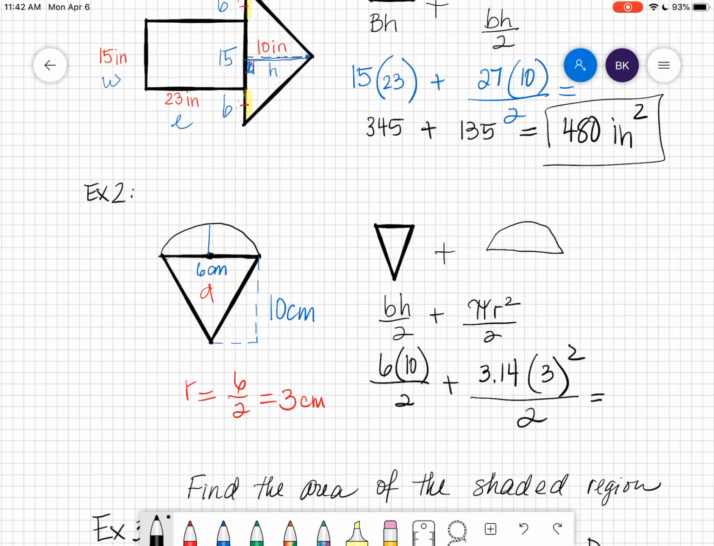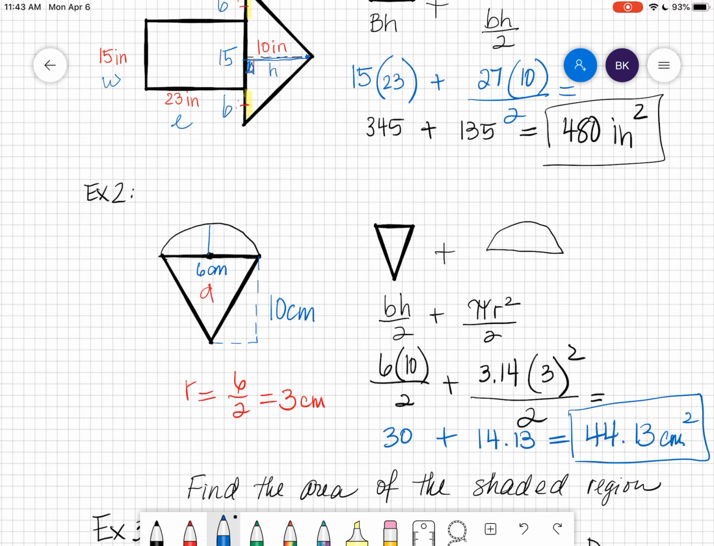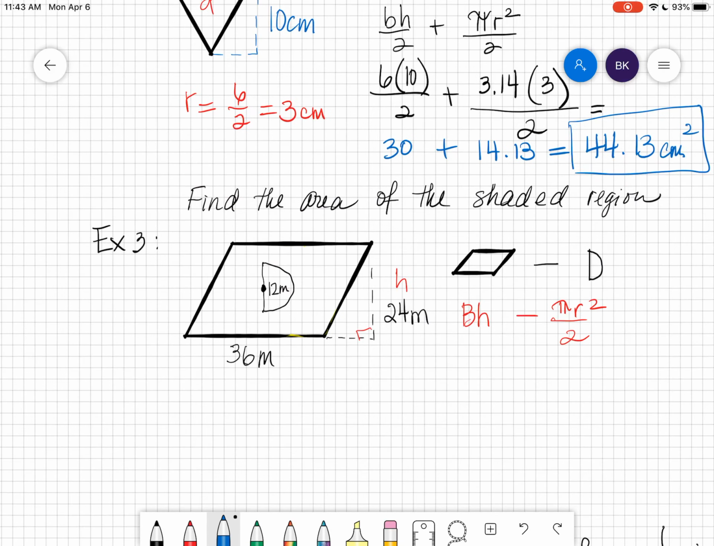And when we solve this really quickly, we will have 30 plus 14.13 equals, let's see, 44.13. And that's, of course, centimeters squared because it is the area. I'm going to squeeze those in.